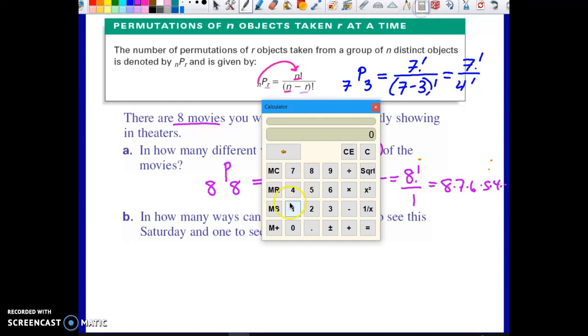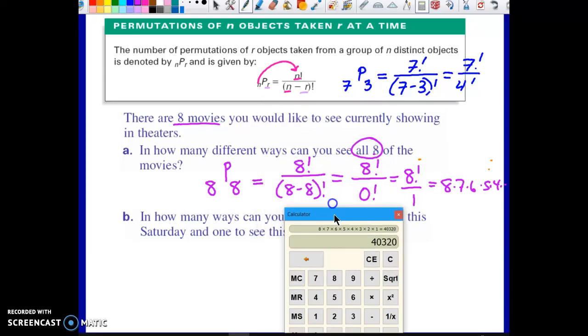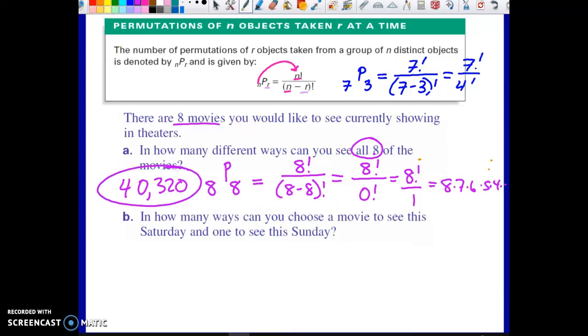Now to get that, there's a factorial button on your actual calculator. And I don't have it on the screen right now, so I'll just do it by hand. But you will find out about the factorial button in class tomorrow. But I'm just going to do it all by hand. 8 times 7 times 6 times 5 times 4 times 3 times 2 times 1. There are 40,320 ways to see all those movies. That's pretty crazy, isn't it? It's a lot of different ways to see the movies.